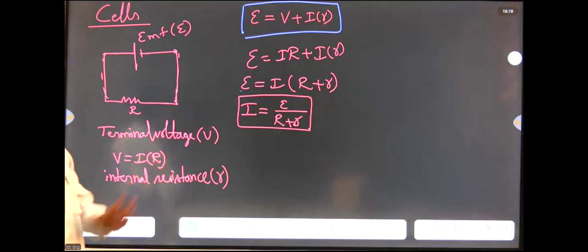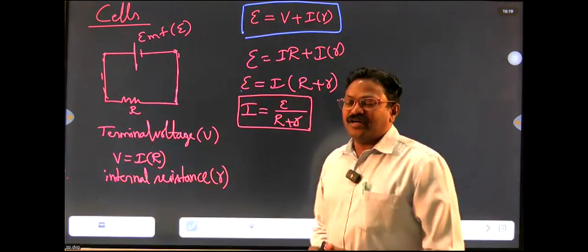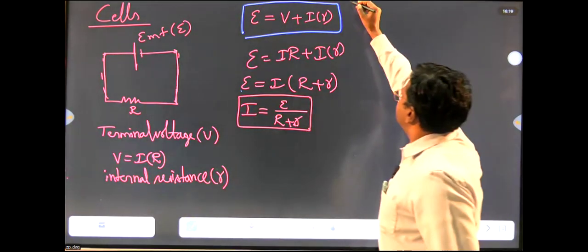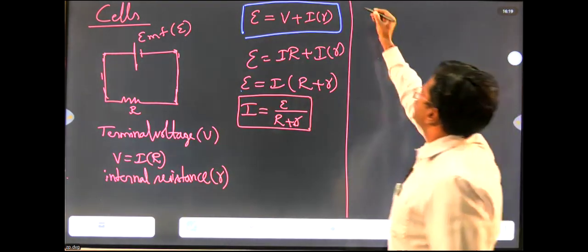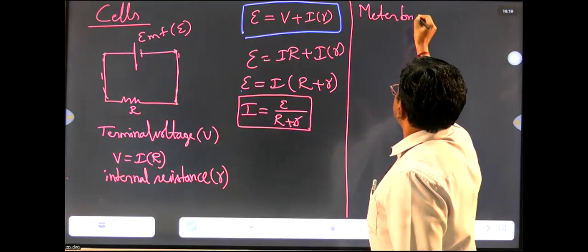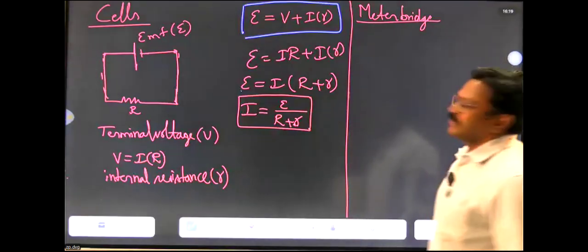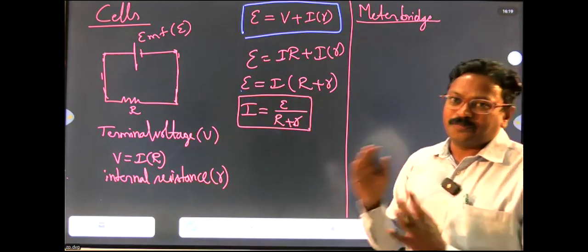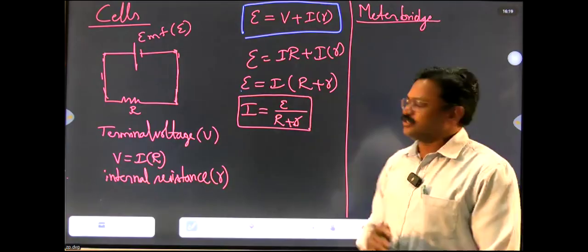So this is about the basics of cells. In this class, we will discuss examples of analyzing circuits and we'll extend it to meter bridge. Please make a note of this. We'll discuss the basics of meter bridge. Meter bridge is an application of Kirchhoff laws. It's an application of the balanced condition of Wheatstone network by using Kirchhoff laws.